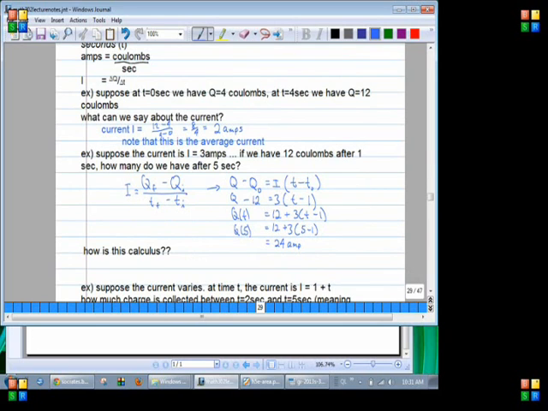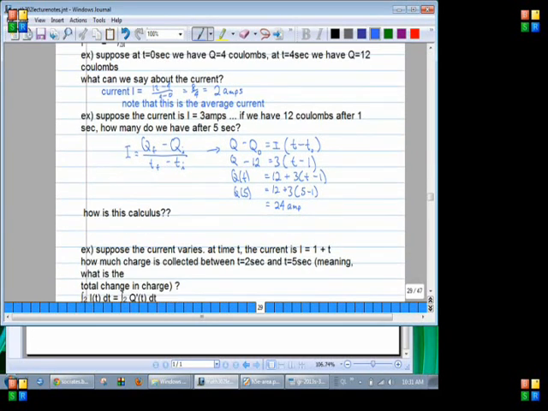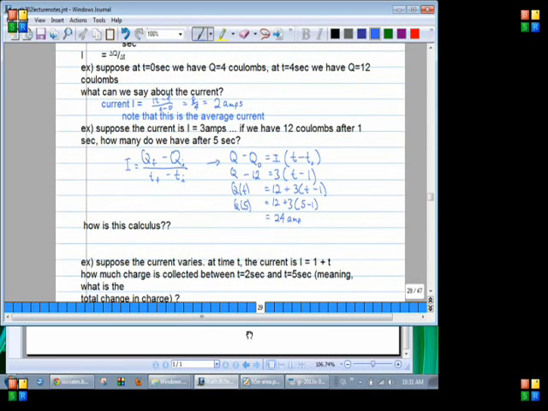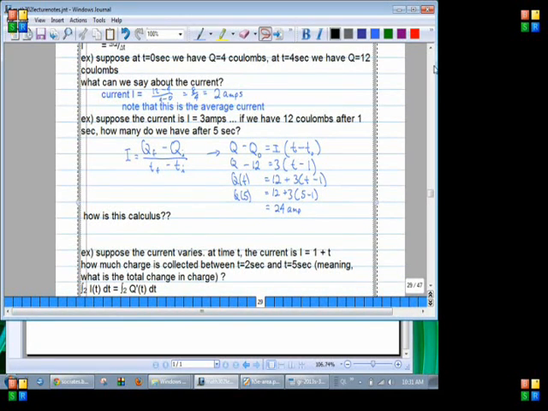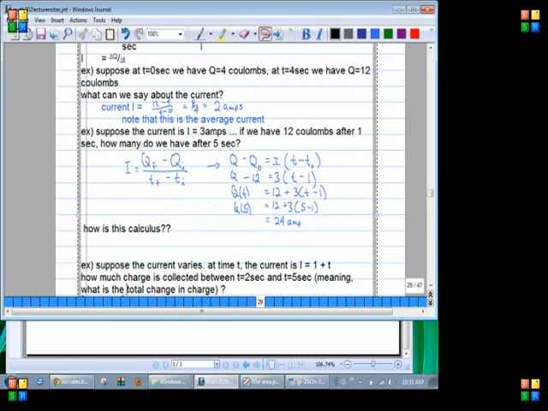Suppose the current varies. At time t, the current is I equals 1 plus t. How much charge is collected between 2 seconds and 5 seconds? And by charge collected, I mean what's the total change in charge?